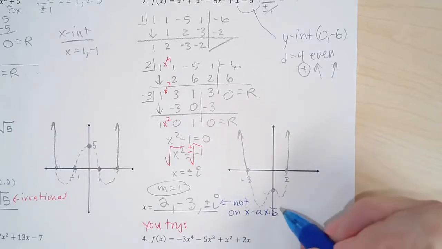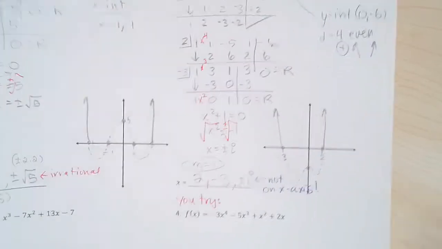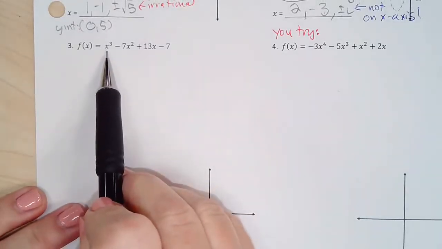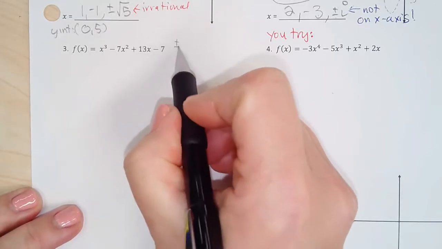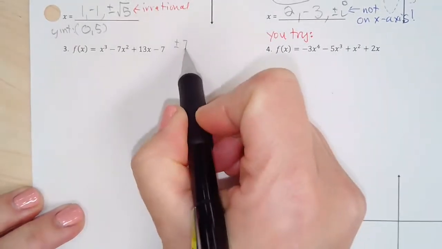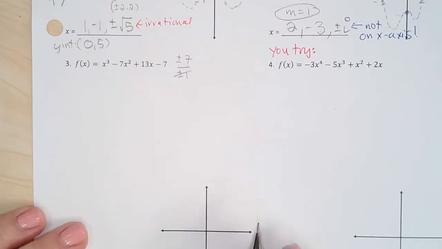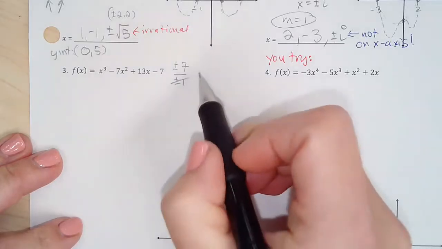All right, last problem we're going to do together, and then you're going to try one, is this guy here. It's x cubed minus 7x squared plus 13x minus 7. So our list is the factors of 7 over the factors of 1. Everything divided by 1 is itself. And so what we really have here is just plus or minus 1, plus or minus 7.